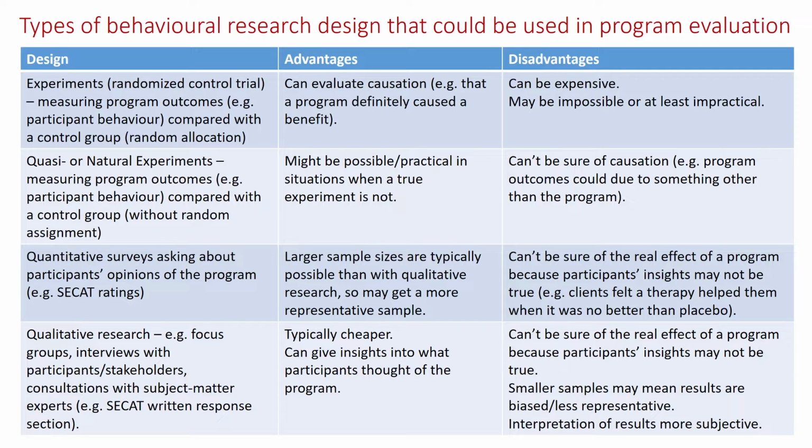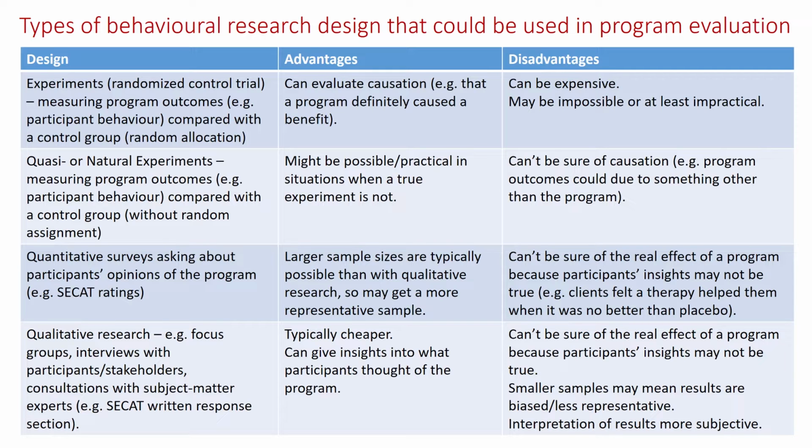Third type of design, quantitative surveys, asking about people's opinions of the program. And by quantitative, I mean something that's going to give us a score, a number at the end. So a classic example of that would be CCAT ratings, where you rate your courses on 1 to 5 scales. Advantage of this is that you usually get pretty big sample sizes because we can collect this data in a fairly automated way. Larger sample sizes means we may also get a more representative sample.